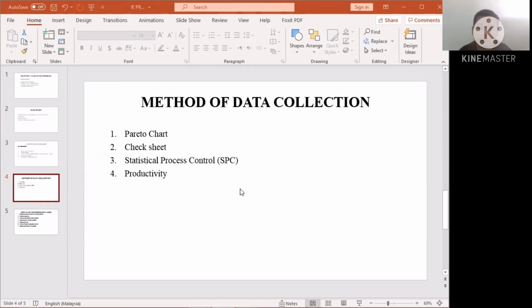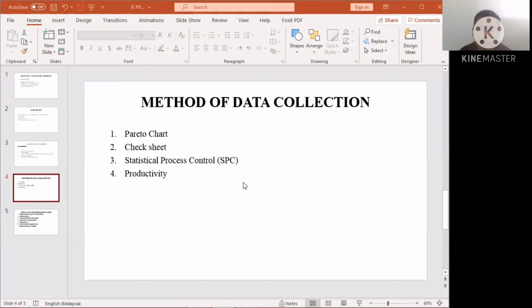Moving to the SPC, which is statistical process control. The control chart is a graph that is used to analyze how a process evolves over time. The data in the SPC is shown in time order.